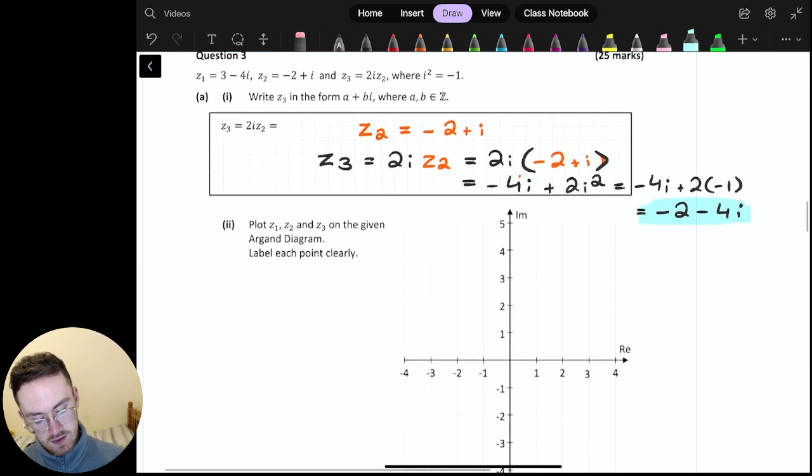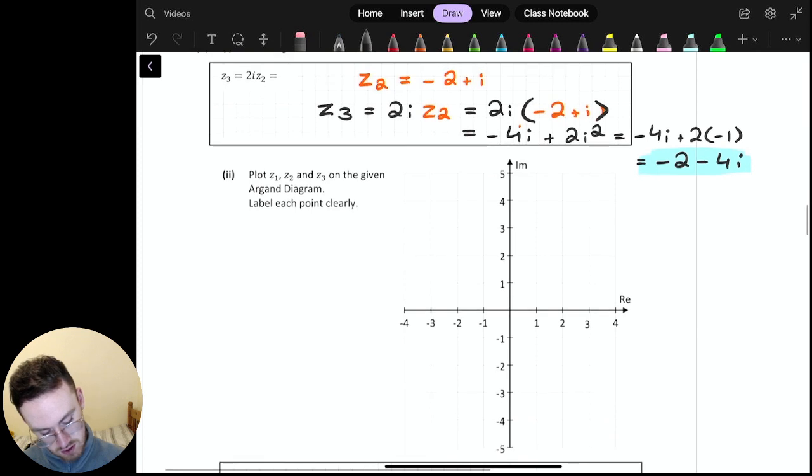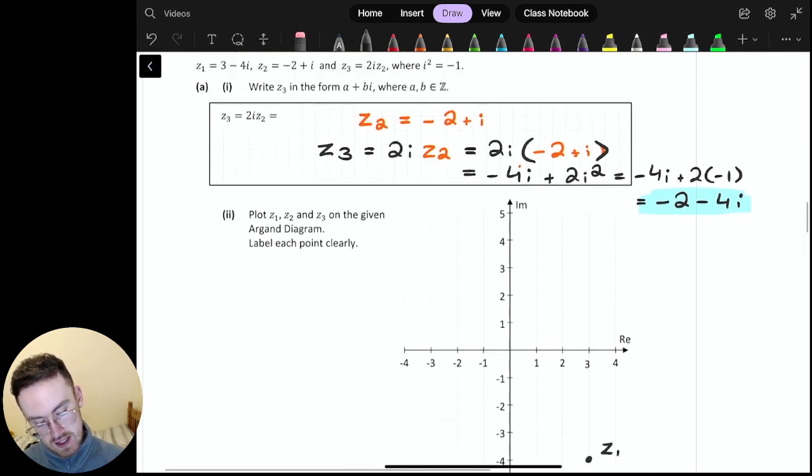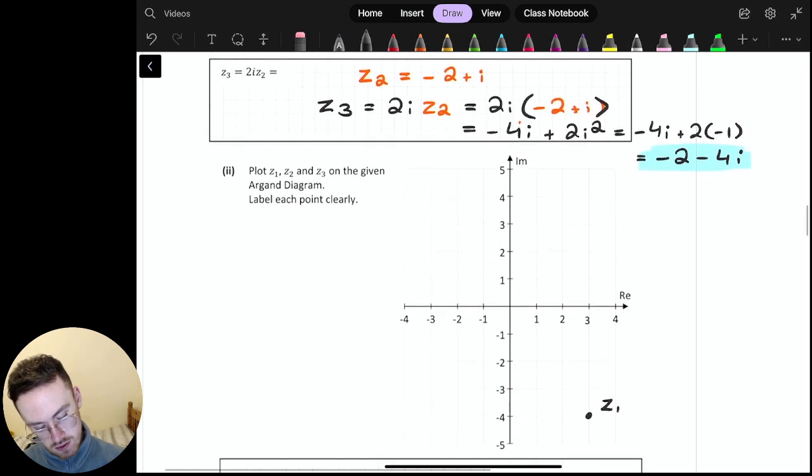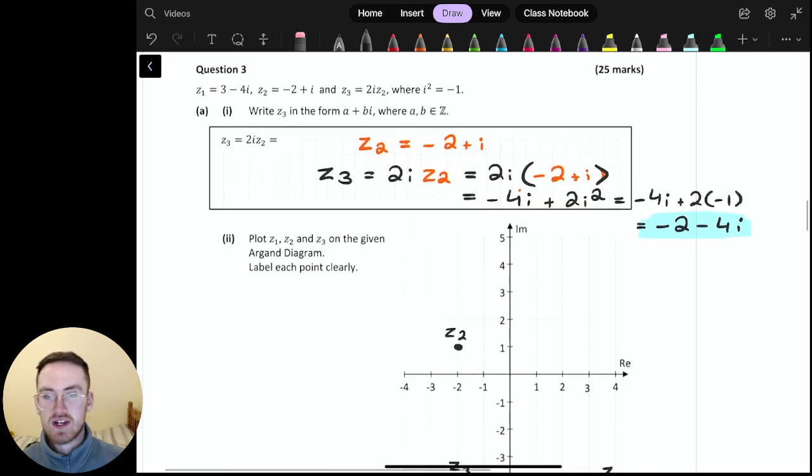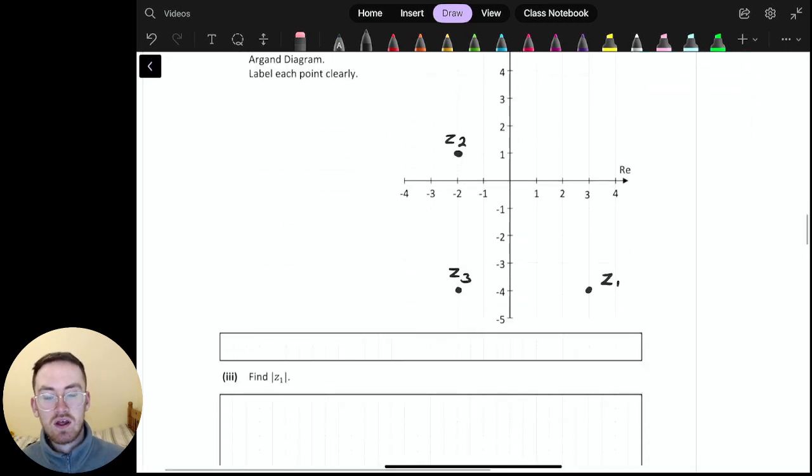Next of all we need to plot these. Start with z1. z1 is 3 minus 4i. Go to 3 on the real axis, minus 4 on the imaginary axis. z2 is minus 2 plus 1. Go to minus 2, go to plus 1. Then z3 is minus 2 minus 4. So we can see it's quite related to z2. Looks kind of similar.